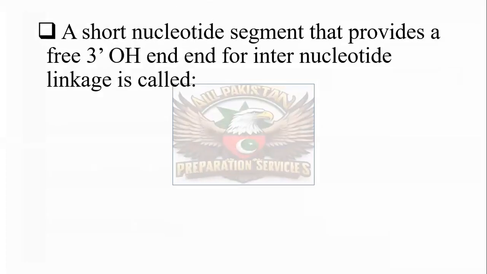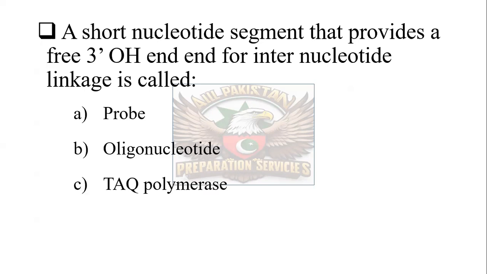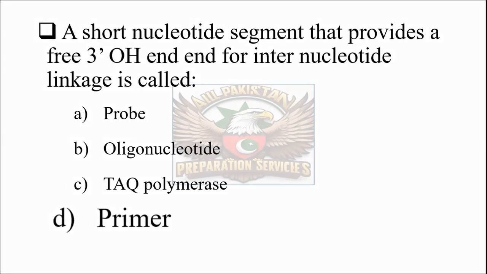Next question is that a short nucleotide segment that provides a free 3' OH end for internucleotide linkage is called probe, oligonucleotide, Taq polymerase, or primer. And the correct one is primer. A primer is a short nucleotide segment that provides a free 3' OH end for internucleotide linkage.